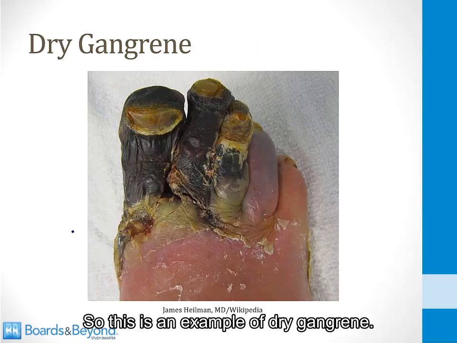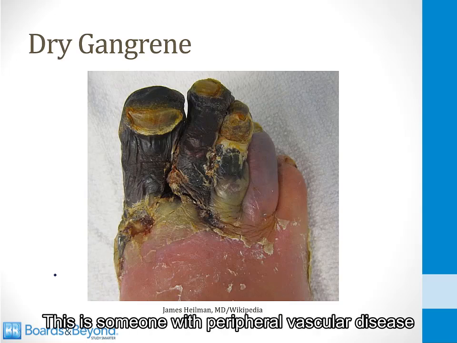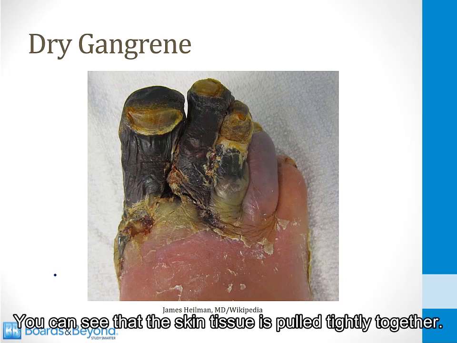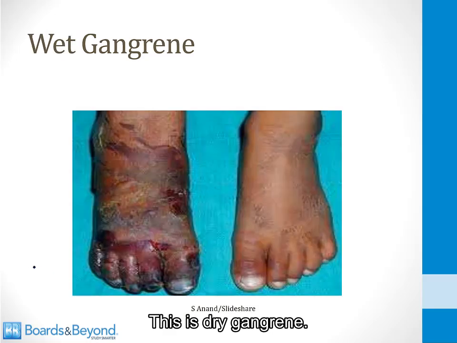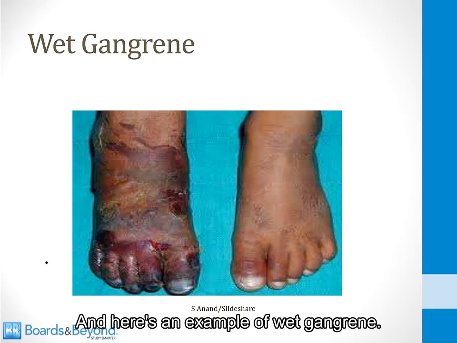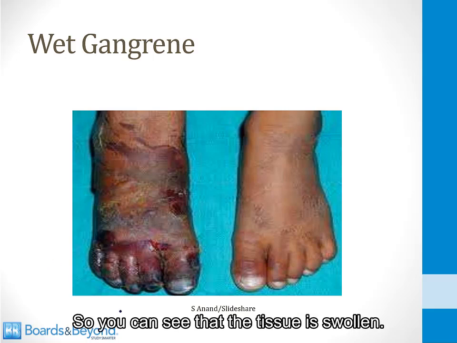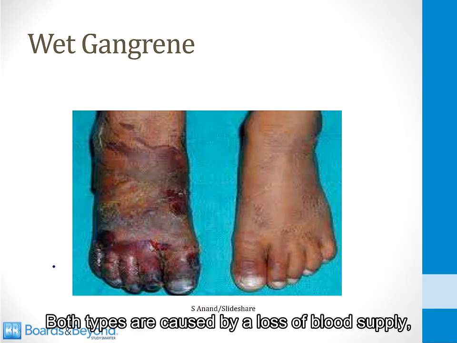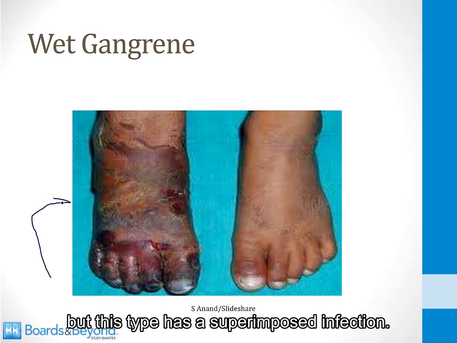So this is an example of dry gangrene. This is someone with peripheral vascular disease, and you can see how black the toes are. You can see that the skin tissue is pulled tightly together. This is dry gangrene. And here's an example of wet gangrene. So you can see that the tissue is swollen. It's also moist if you could touch it, and it would have a very foul smell. This is wet gangrene. Both types are caused by a loss of blood supply, but this type has a superimposed infection.